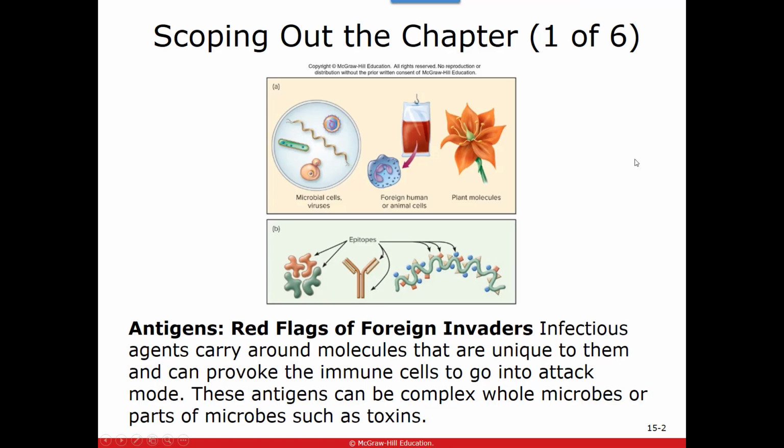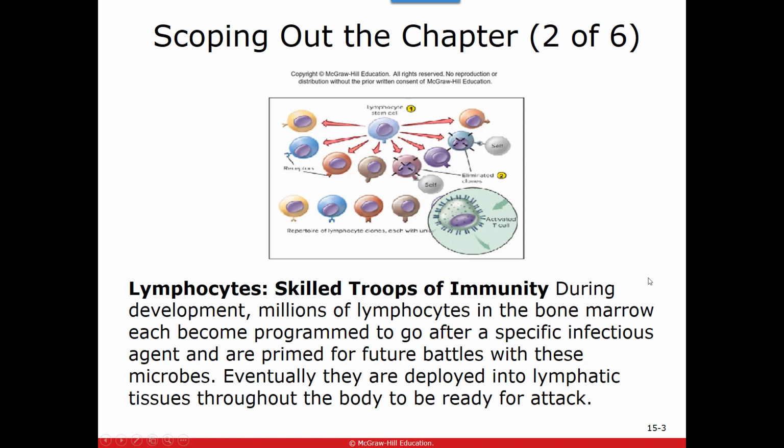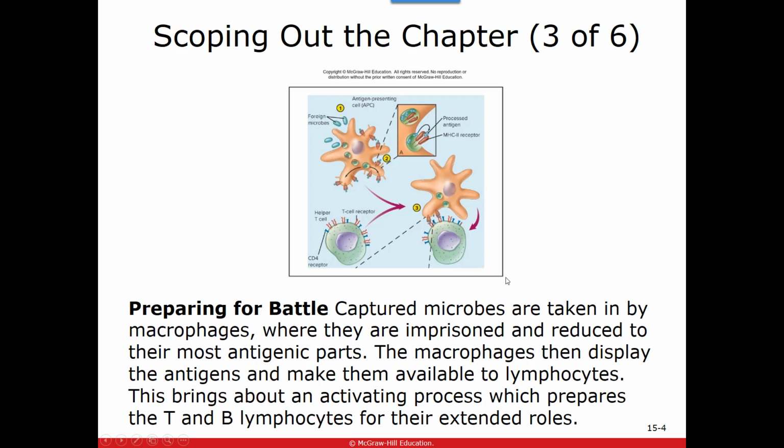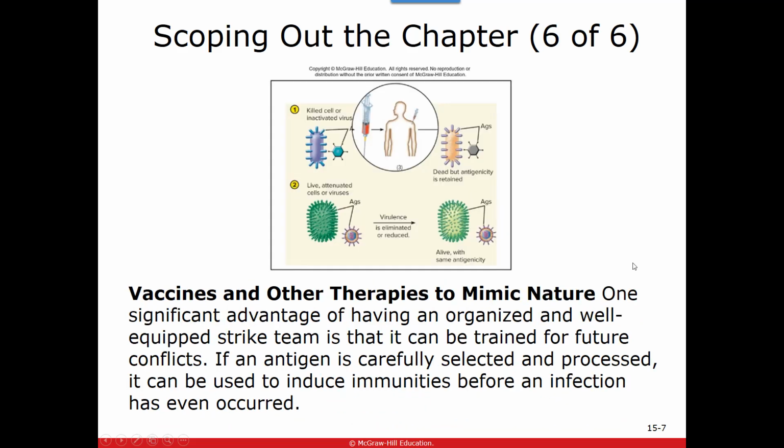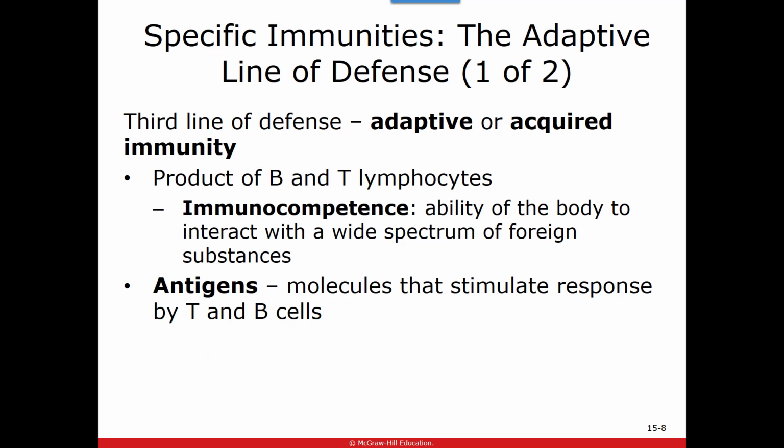So kind of scoping out the chapter, we're going to talk about what antigens are, the fact that we can recognize all of these foreign invaders. They don't have to be microbes, they could be different plant materials, they can be dust, things like that. We're going to talk about the different types of lymphocytes, those B cells and T cells, and how we activate those B cells and T cells to fight a full immune response. We're also going to talk a little bit about vaccines, the different kinds of vaccines and how we develop that immunological memory.